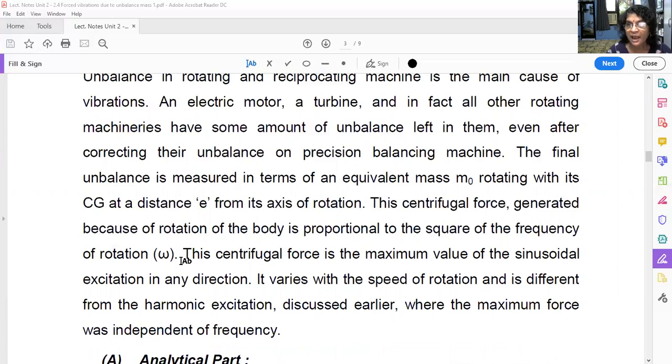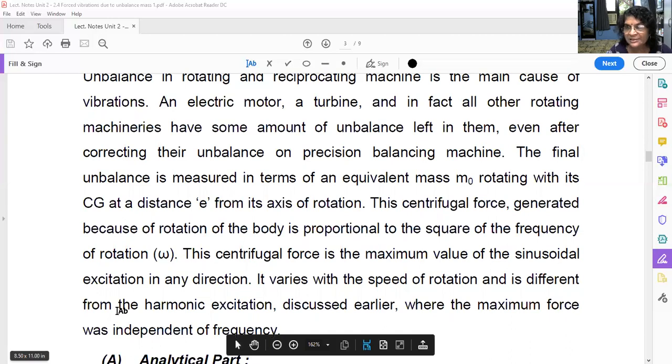So the unbalanced mass is M0 and it is at a distance e from the axis of rotation. So it creates a centrifugal force. Because of the rotation of the body and the unbalanced mass of the body, it creates the centrifugal force, which is proportional to the square of the frequency of rotation. You know the formula of centrifugal force. Centrifugal force is equal to m r omega square basically. So here m is M0, r is e.